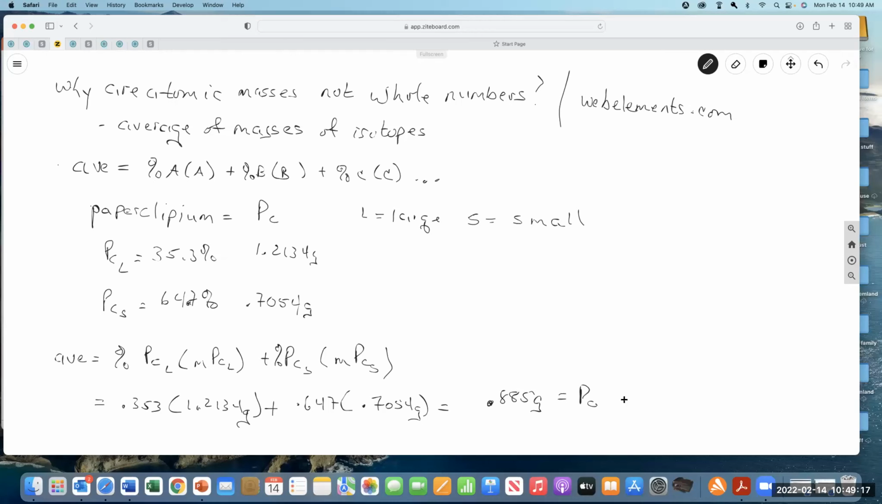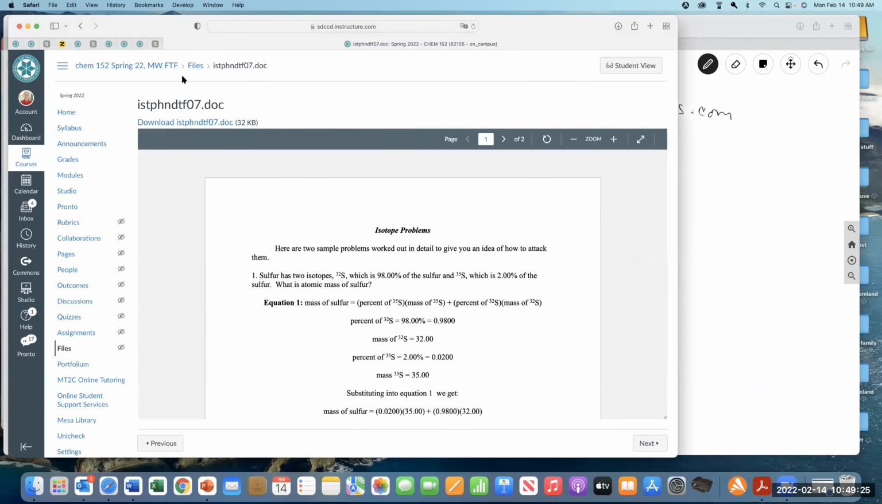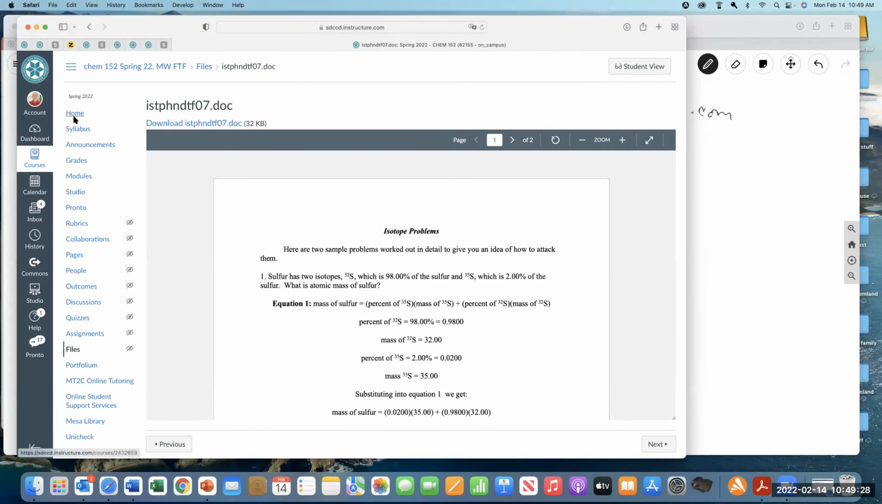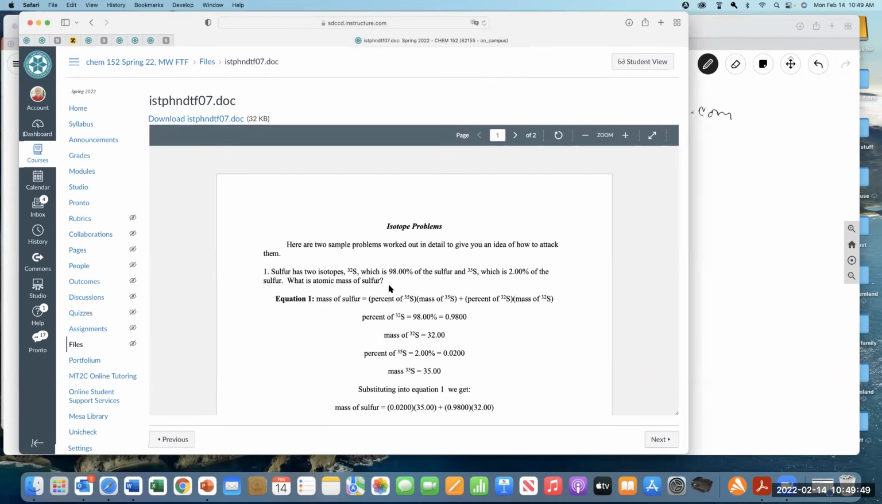Now on your Canvas site, there is this handout. It's in the module that has this lecture. I'm going to move this handout up to where I put the recordings. If I say sulfur has 2 isotopes like this, this is calculating that average mass of sulfur.